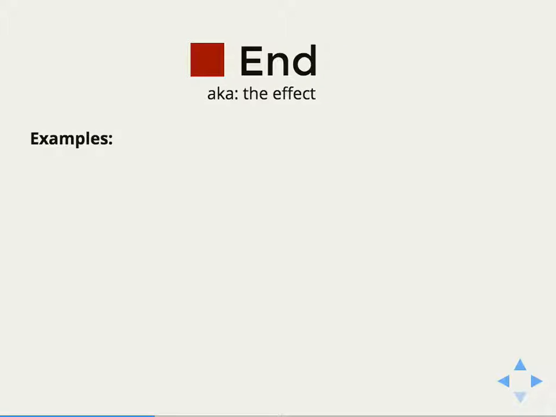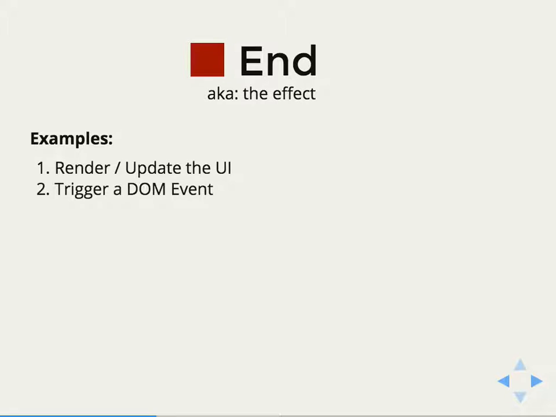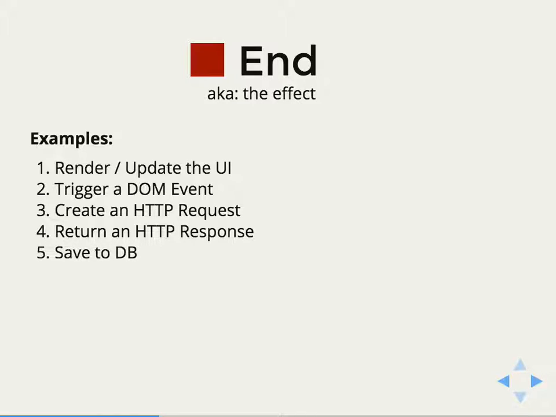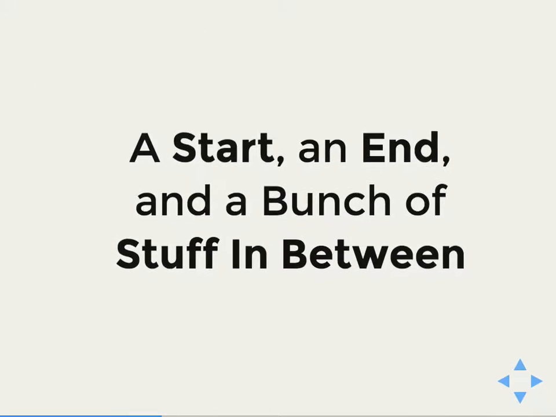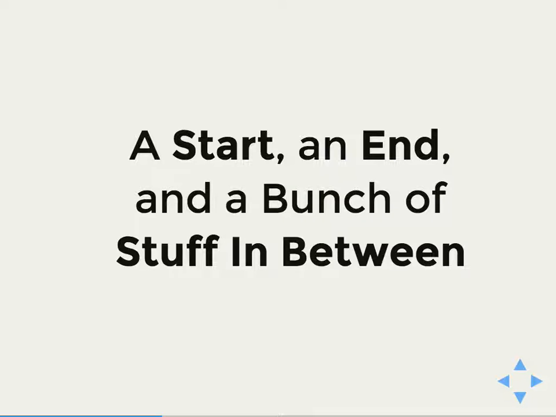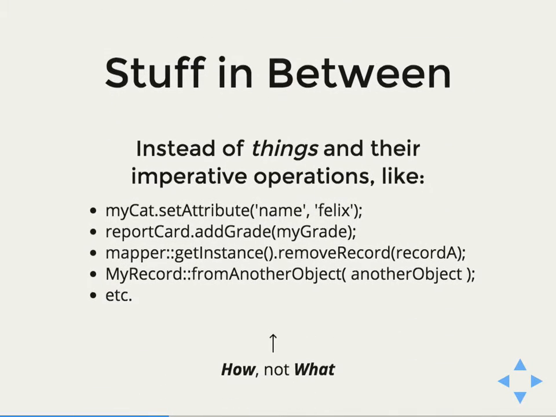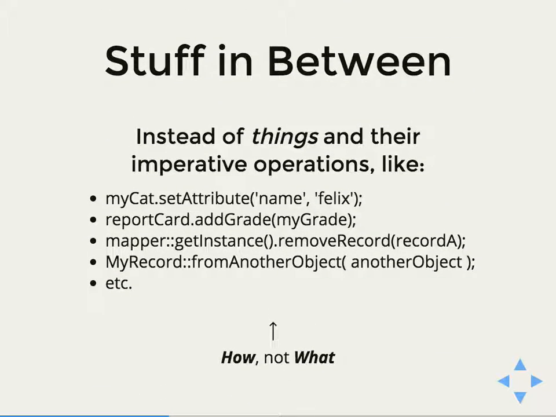So let's look at some end examples. Some of the end examples overlap the start examples, right? We updated the UI or we triggered a different DOM event, created a request or a response, saved the database, etc. So we have a start and we have an end and we have a bunch of stuff in the middle. So let's talk about the stuff in the middle. That's kind of the important stuff, right?